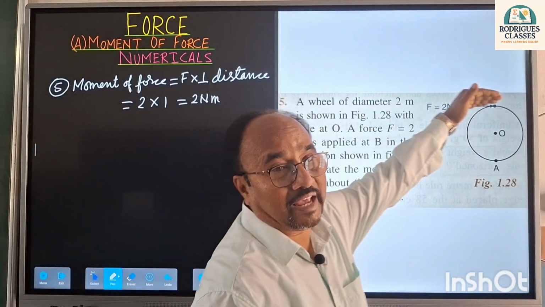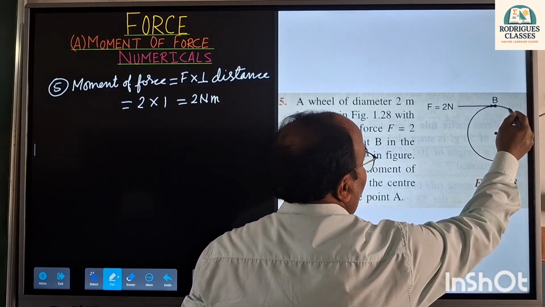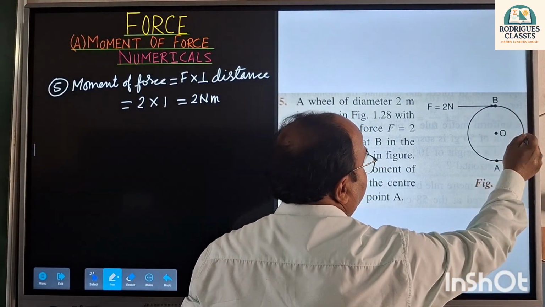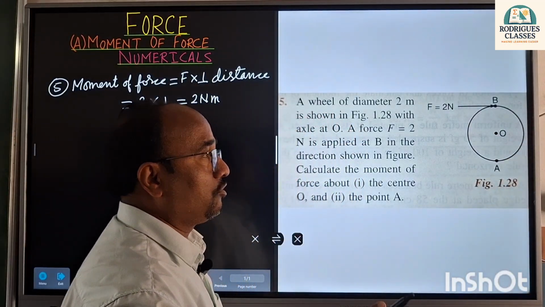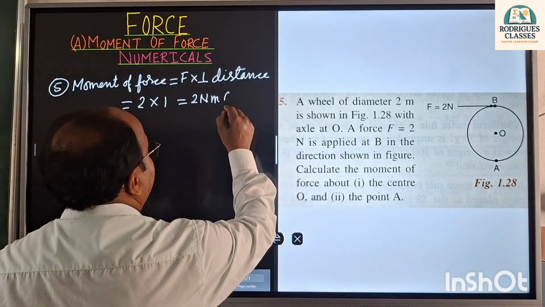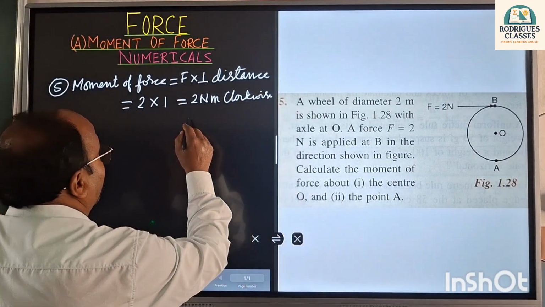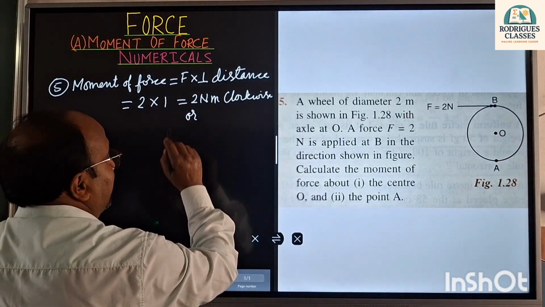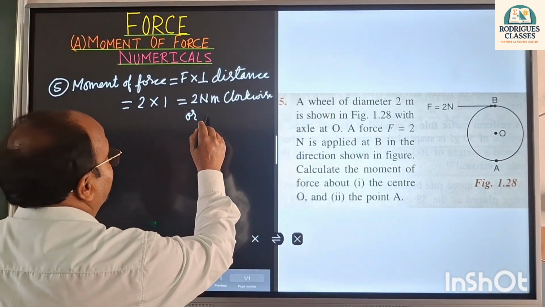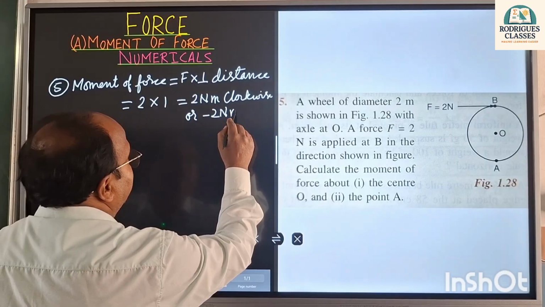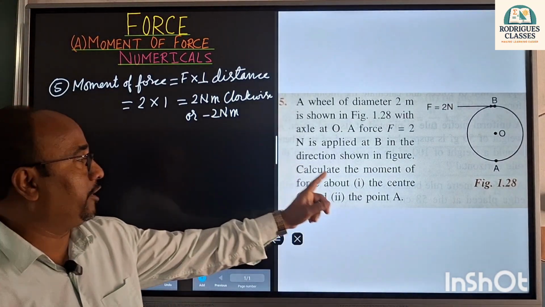Now this is the force acting. So as a result, this wheel will rotate like this. If you are going like this, this is the direction the needle of the clock will move. So that is clockwise. So we will write here clockwise. Or you could also write it as clockwise is a negative sign. So if you write minus 2 Newton meter, it is also correct. So about the point O we have got this.